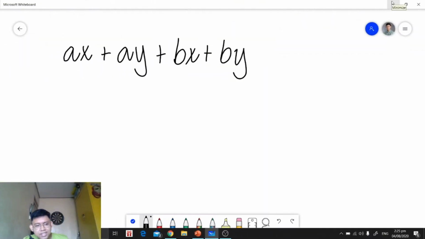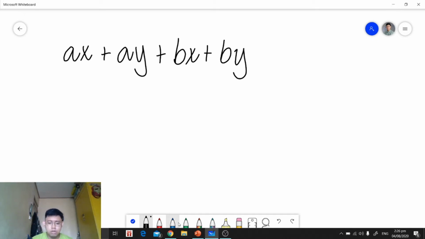Okay, let's have an example. For example, we have ax plus ay plus bx plus by. First thing that we need to do is to identify if we have a common factor. Looking at all the terms, we do not have any common factor. So what we need to do is to apply factoring by grouping. Since we have 4 or more terms, we can apply factoring by grouping.